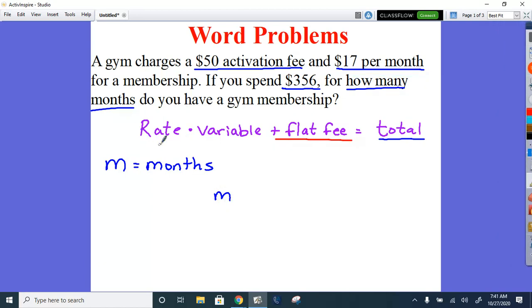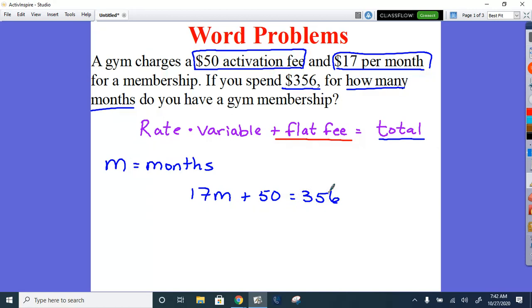Now I find the rate. Well, where did I find those words for the rate? What was the cost per month? It's right here, this $17. So that becomes 17 times m, or 17m. My flat fee, my one-time payment, that's my activation fee. That's right here, so that's $50, and then ask yourself, is it positive or negative? Well, because you're paying it and you're writing the sum of these totals, it's going to be a positive 50. Okay? And then my total is, if I spend the total of $356, there's our equation.